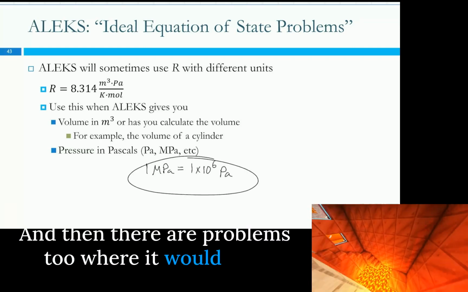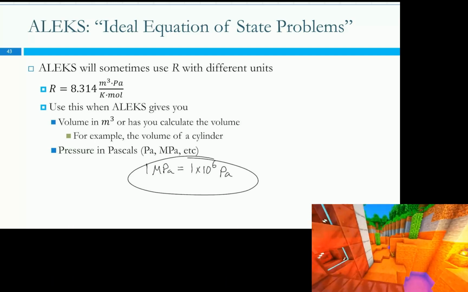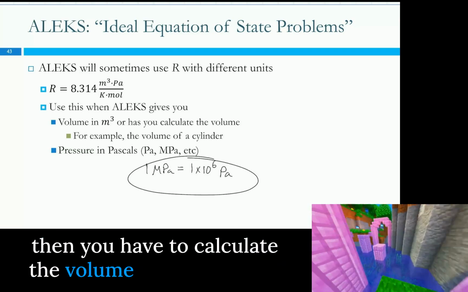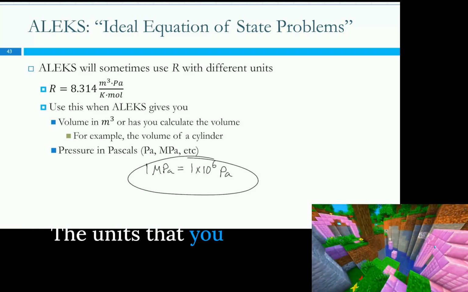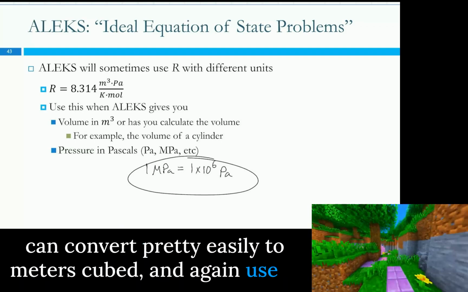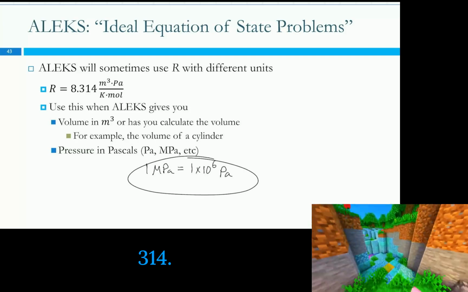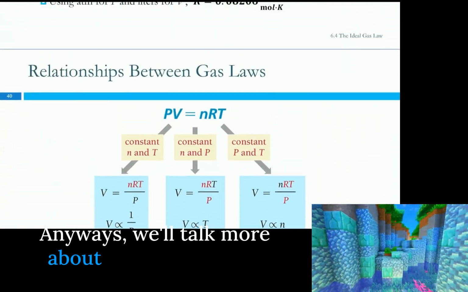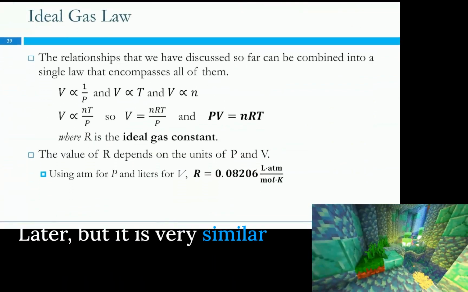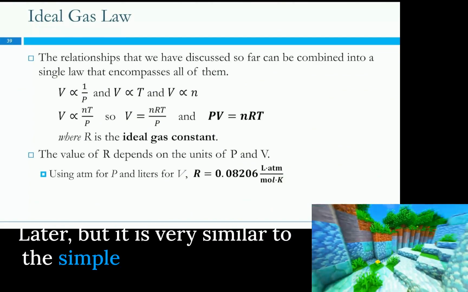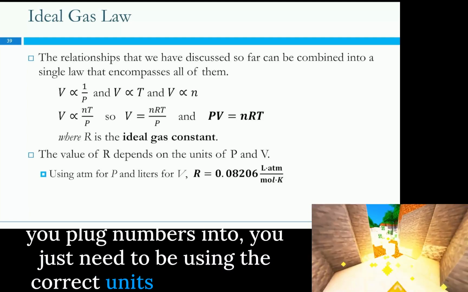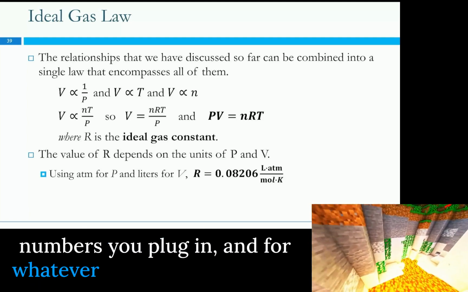And then there were problems too where it would give you the centimeters, the height of a cylinder and the width of a cylinder, and then you have to calculate the volume of the cylinder. The units that you get from that are going to be centimeters cubed, which you can convert pretty easily to meters cubed, and again use 8.314. Anyways, we'll talk more about the ideal gas law and simple gas laws later. But it is very similar to the simple gas law problems in that it's an equation that you plug numbers into. You just need to be using the correct units for whatever numbers you plug in and for whatever R value you're using.